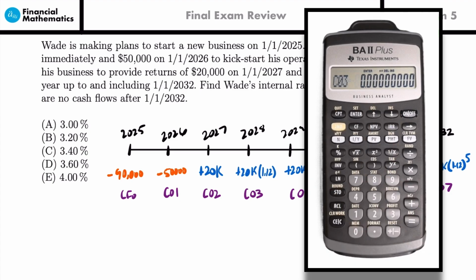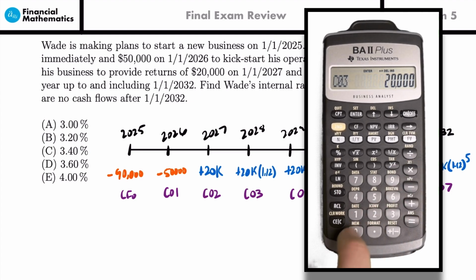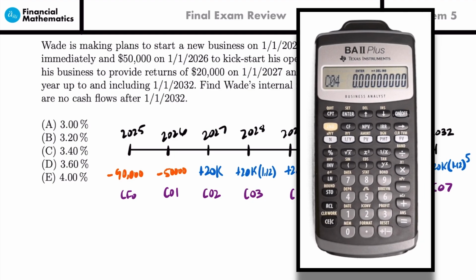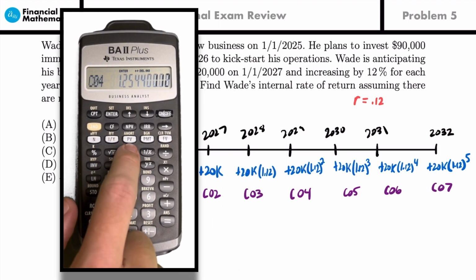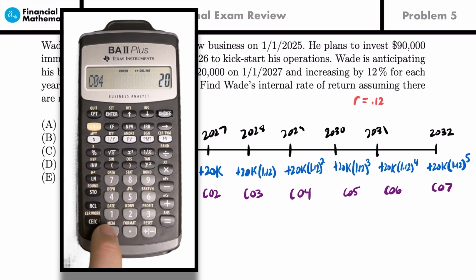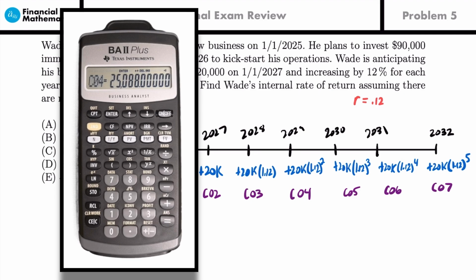We'll go down to C03. Now things get a little bit more difficult. We have to start including the increase of 12% each time. So what I'm going to do is take 1.12, multiply it by 20,000, hit equals, and then hit enter. That is our cash flow at time 3. Now let's go down to cash flow 4. This time 1.12 will be squared. So we'll do 1.12 squared multiplied by 20,000, hit equals, hit enter. That's our 4th cash flow.